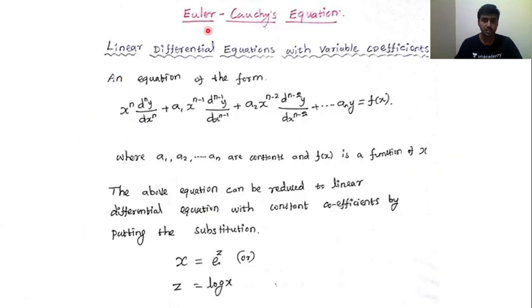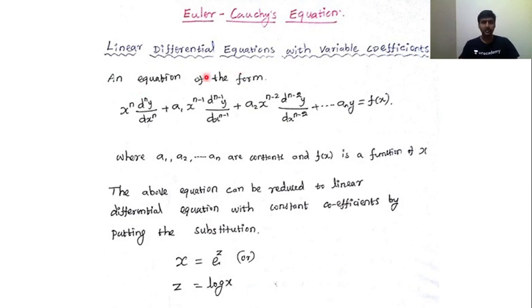Coming to the Euler-Cauchy equation, it is a linear differential equation with variable coefficients. What is meant by variable coefficients? Why are we moving into the Euler-Cauchy equation? A normal ordinary equation belongs to the constant coefficients. The Euler-Cauchy equation is used to determine the solution to a differential equation with variable coefficients.